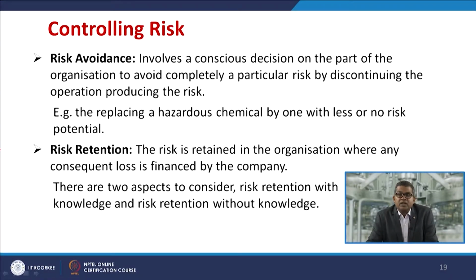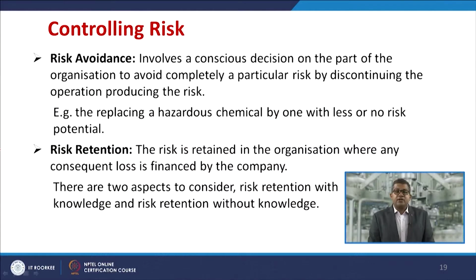One example is replacing the hazardous chemical by one with less or no risk potential. Sometimes you need to perform certain optimization, because if you are using less hazardous chemicals, that means sometimes you are compromising with the yield, sometimes you may be compromising with the conversion, reaction kinetics, etc. So you need to optimize, you need to calculate that if you are having the lower yield, then how much economic loss is there. And sometimes if you are using the more hazardous chemicals with a proper safety protocol, you may save a certain amount of money. So you need to go for this optimization.